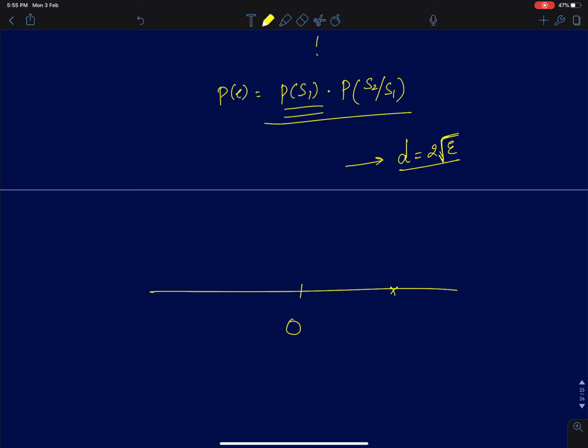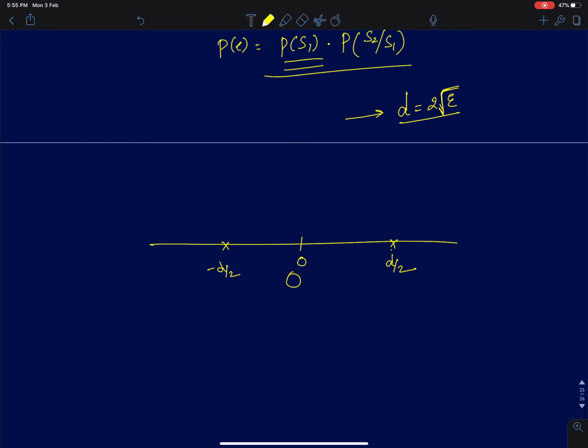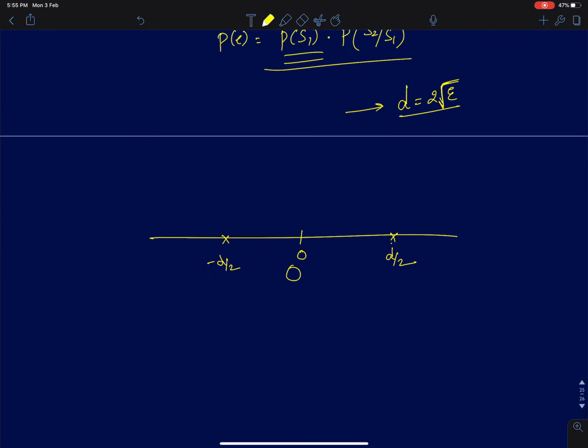So let's say this is your point. The distance between the 2 points is going to be D. So the distance from origin to this point will be D by 2, and this will be minus D by 2. The distance between the 2 points is going to be D. So what is the probability that your Gaussian function is going to lie in this region?